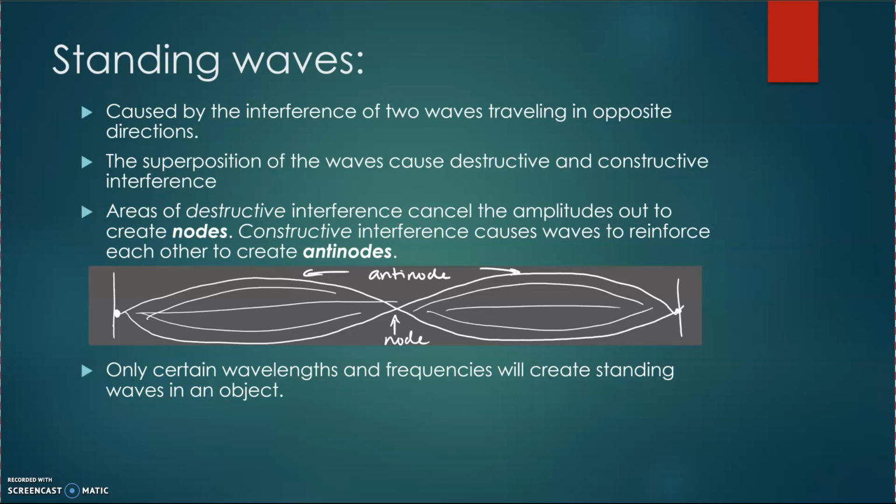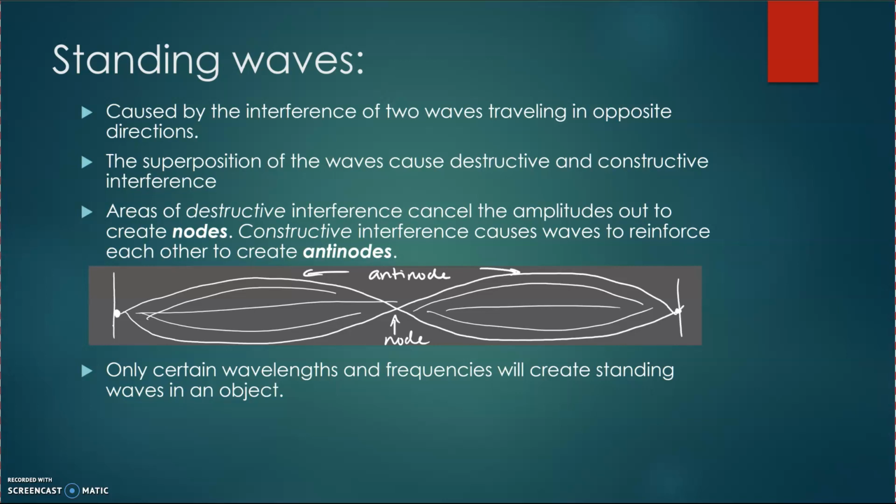This also occurs in columns of air. So a tube that's open on one end and capped on the other, or even tubes that are open on both ends, these standing waves can result. And they are formed when we have two waves traveling in opposite directions through a string or through a column of air, or really through any medium.